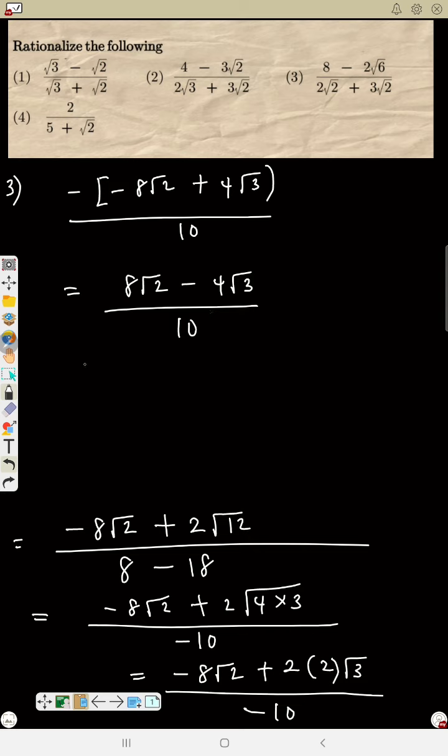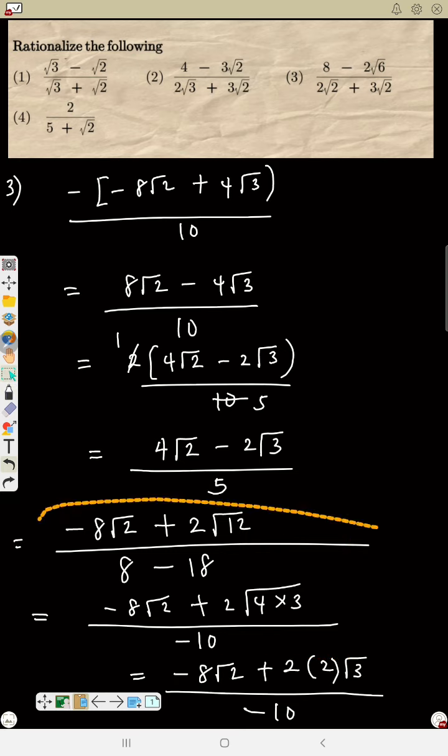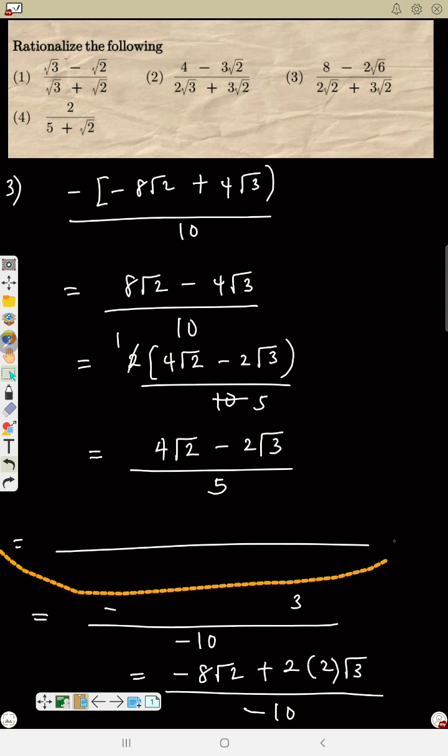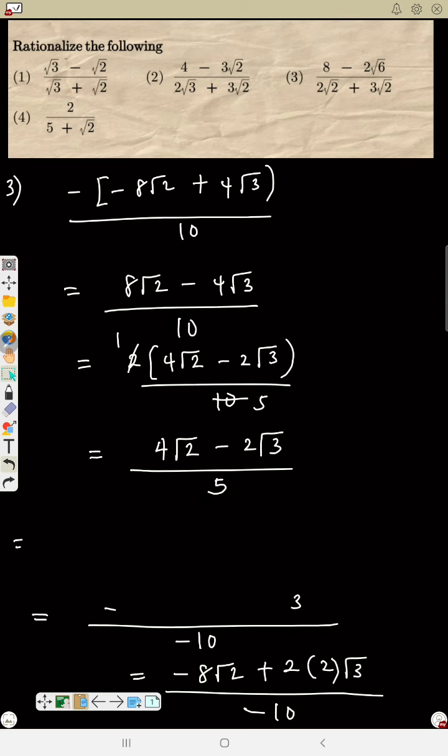Here 2 can go in the numerator. 2 is common, so this will be 4 root 2, that is 2 times 4 will give us 8 back, minus 2 root 3 divided by 10. So that will say 2 here 1, 2 here 5. So the final answer is 4 root 2 minus 2 root 3 divided by 5. So that is the final answer.